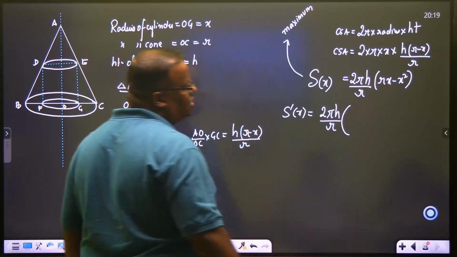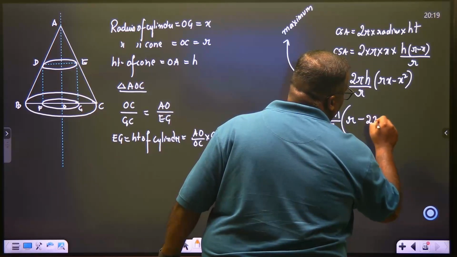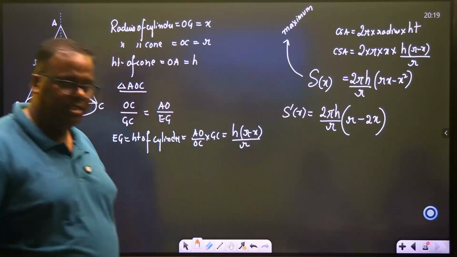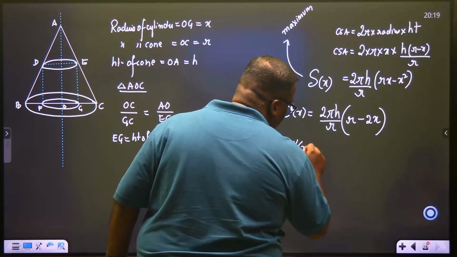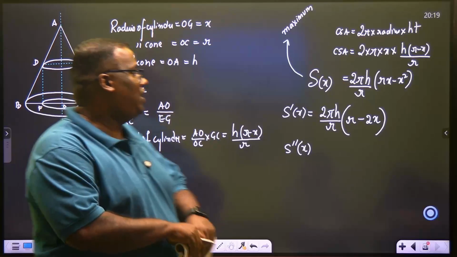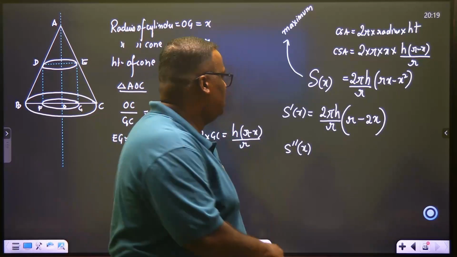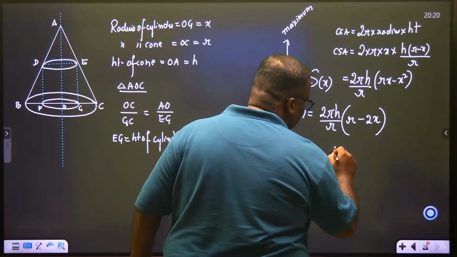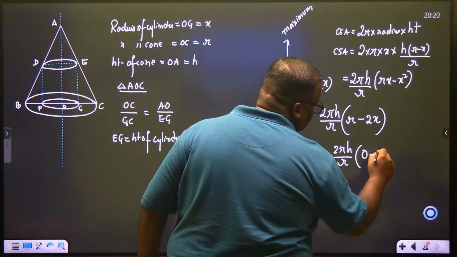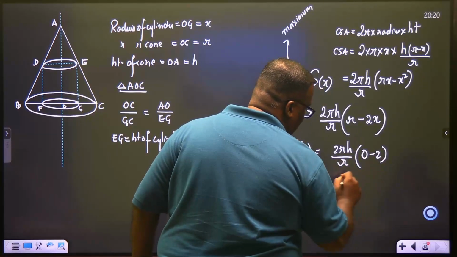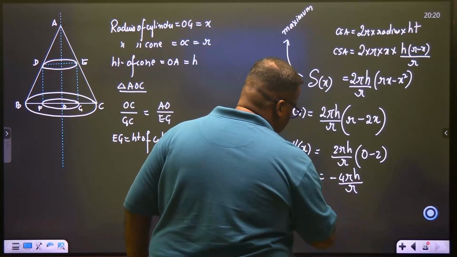Tell me, what is the differentiation of Rx? R. And this becomes minus 2x. Agreed? Let's also see S double dash X. Sir, why are you seeing S double dash X? There's a fair bit of chance that this will go away. So S double dash X gives me 2 pi H by R into, this becomes 0 minus 2. That means it finally becomes negative 4 pi H by R. This is S double dash X.